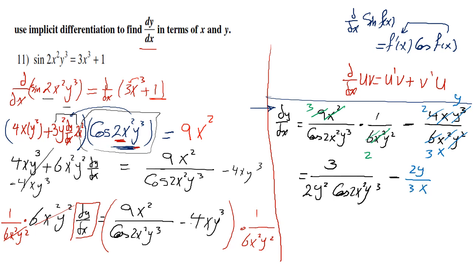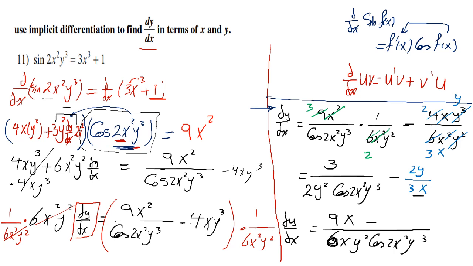How can I write dy by dx as a single fraction? I'm going to multiply 3x multiplied by 2, so it's going to be 6 y square cosine 2x square y power 3, and 3x multiplied by 3 is 9x minus 2y by y is 4y power 3 cosine 2x square y to the power of 3.